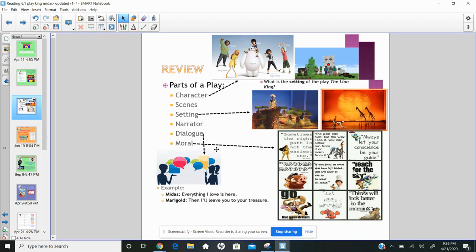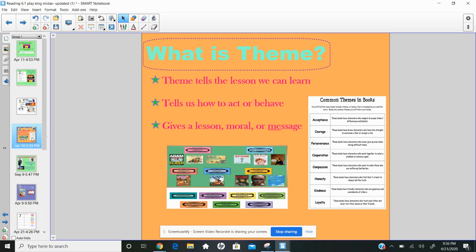And just like with other stories that we read, there is a lot of times a moral of the story, or a theme is what we call that, or a lesson of the story, which we've worked on before. And so even though it might look a little bit different, it has a lot of the same things that we've learned about in the past with normal stories. And so we're really focusing on theme this week.